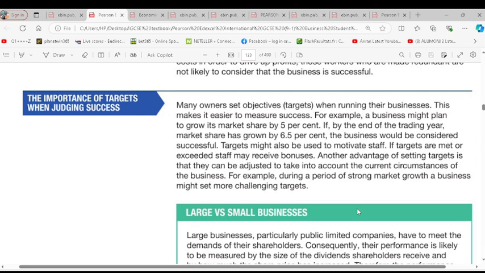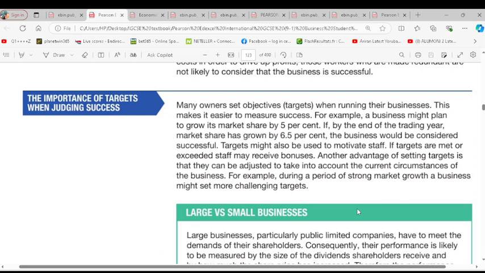If the objective is to make profit, as soon as profit is made, then the business is successful. If the objective is to increase market share, as soon as you are able to increase your market share during the year, the business is successful. So if you are measuring the success of your business, you should measure it based on the targeted objective.